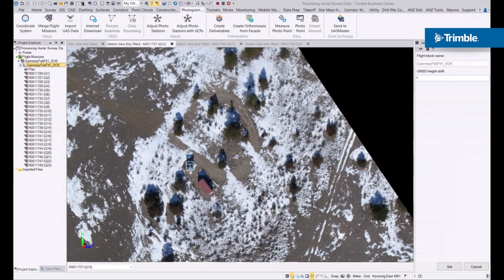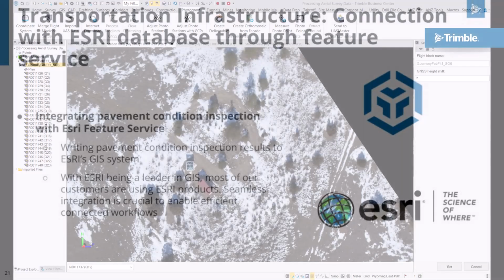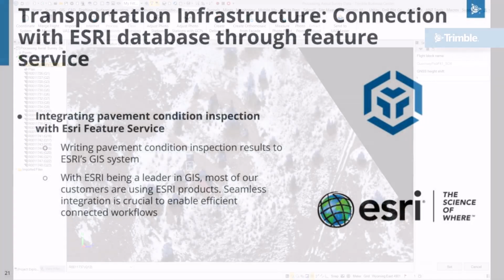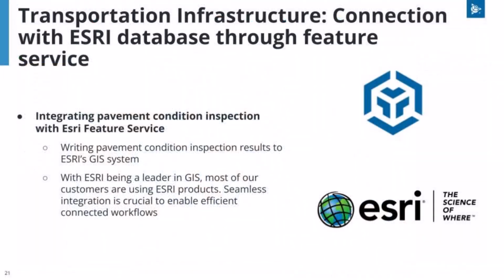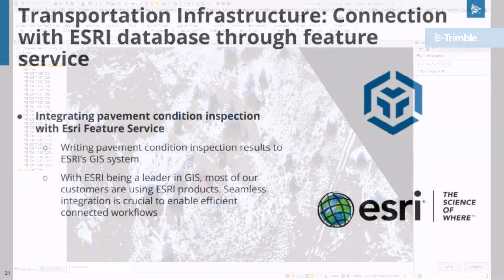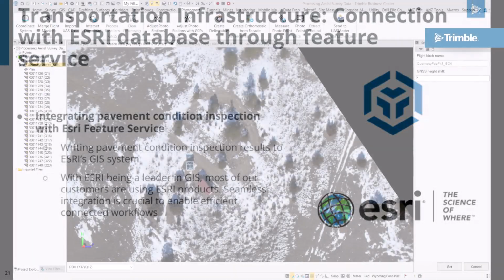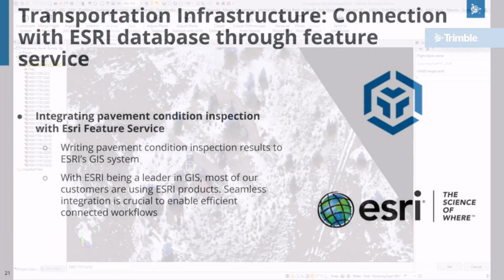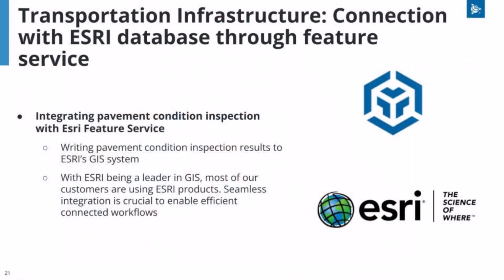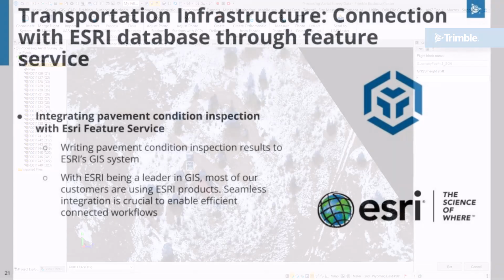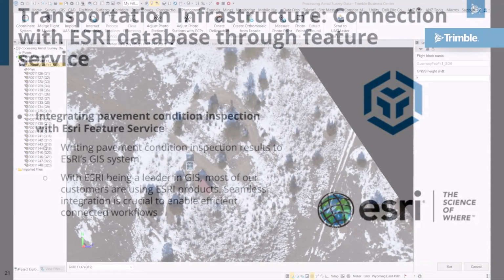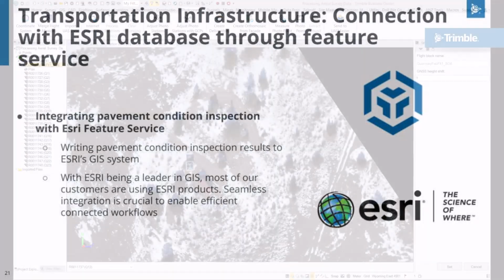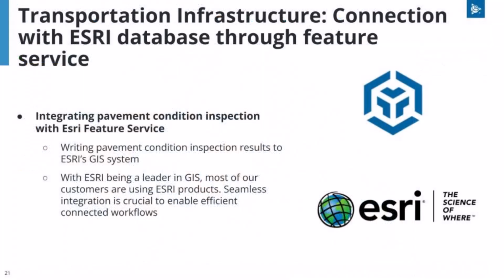Connection with Esri database through feature service. So integrating pavement condition inspection with Esri feature service has been added. You can write pavement condition inspection results to the Esri GIS system now. With Esri being a leader in GIS, most of our customers are using that product. So we want to seamlessly integrate that to make it easier for you to get that information into your Esri database.